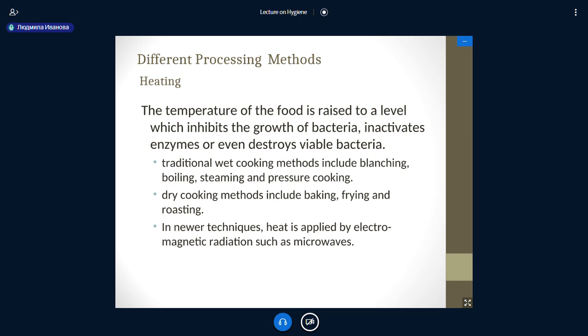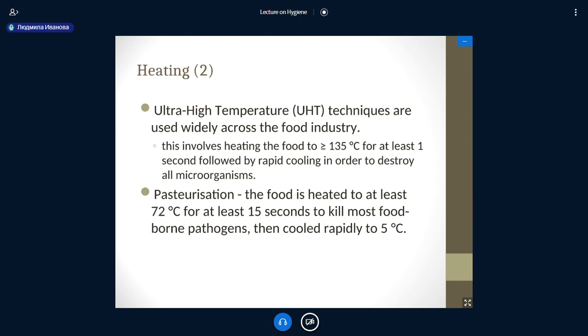Different processing methods, for example, heating. The temperature of food is raised to a level which inhibits the growth of bacteria and inactivates enzymes. Traditional wet cooking methods include blanching, boiling, steaming, and pressure cooking. These wet cooking methods are traditional, but some of the bioactive substances are lost. Dry cooking methods include baking, frying, and roasting, but some of them are not recommended for dietary nutrition. In newer technologies, heat is applied by electromagnetic radiation, such as microwave. And ultra-high temperature technologies are used widely across the food industry.